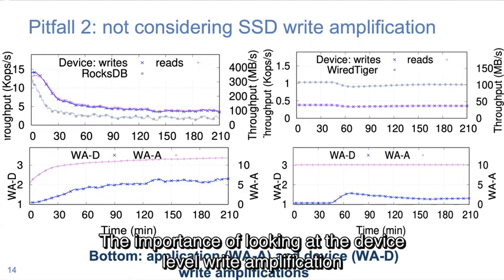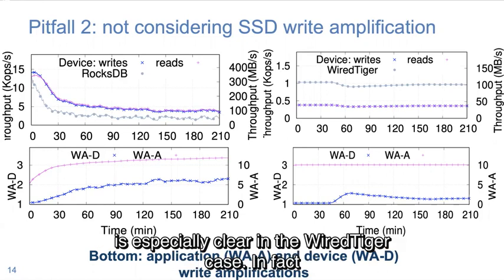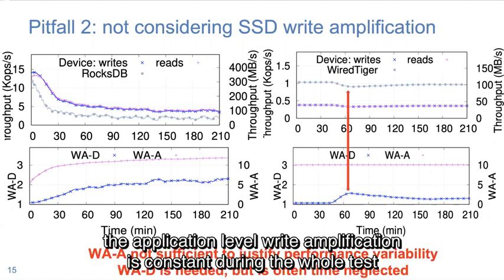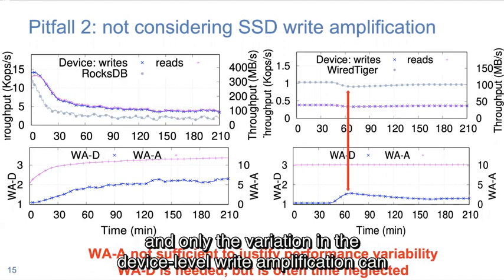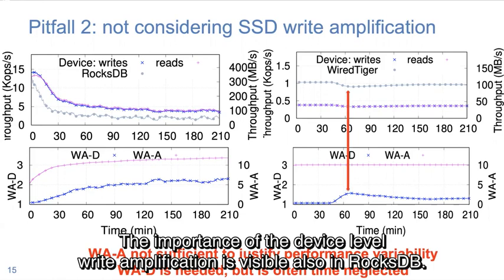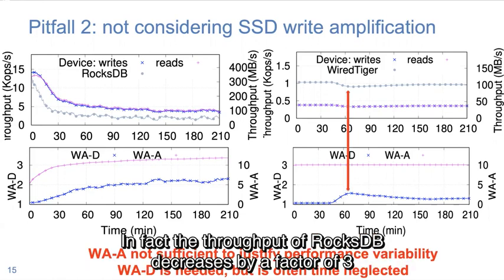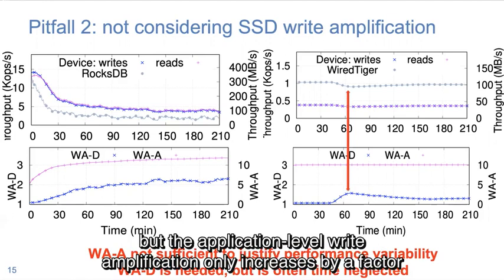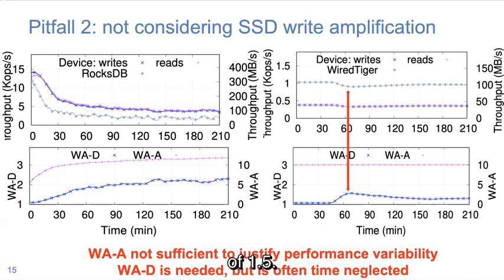The importance of looking at the device level write amplification is especially clear in WiredTiger. In this case, in fact, the application level write amplification is constant during the whole test, and only the variation in the device level write amplification can explain the performance variability exhibited by WiredTiger. The importance of the device level write amplification is visible also in RocksDB. In fact, the throughput of RocksDB decreases by a factor of 3, but the application level write amplification only increases by a factor of 1.5.